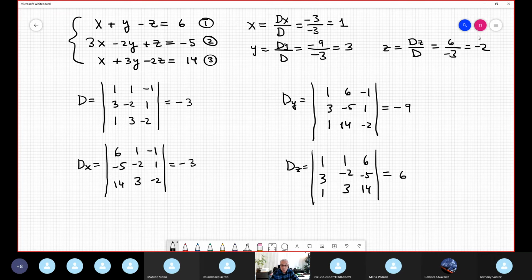Therefore, we have only one solution, a unique solution, and the solution is located at the ordered triple x, y, z. In our specific example it is 1, 3, -2. End of the story. Do you understand this or no?